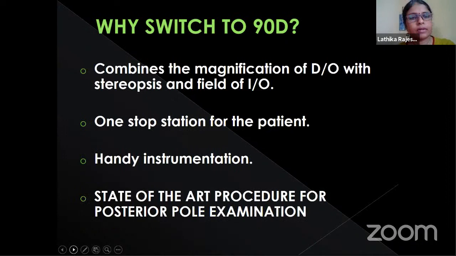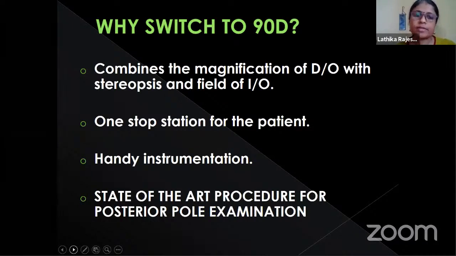Now, you may have learned direct ophthalmoscopy first as a fresher PG. So why do you need to switch to 90D? Even if you forget the COVID pandemic, you need to switch to 90D because, as I said, it combines the magnification of direct ophthalmoscopy with the advantages of indirect ophthalmoscopy. The minute you switch from direct to 90D, first you feel that the image is very small. But there are definite advantages, as you will see.